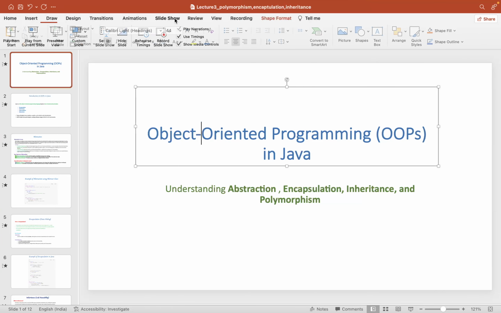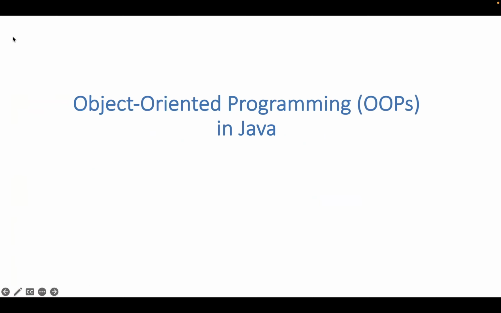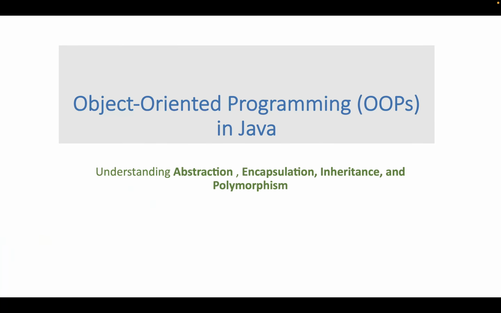Let's start the slideshow. Object-oriented programming in Java: understanding abstraction, encapsulation, inheritance, and polymorphism. These are the four fundamentals of any object-oriented programming language.